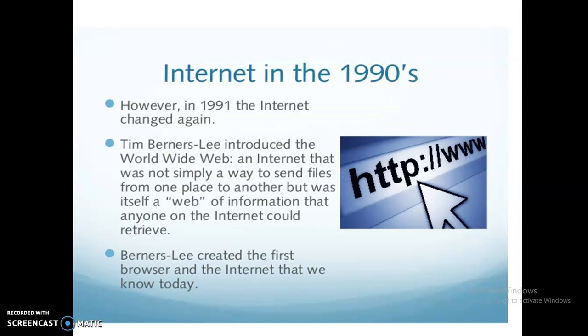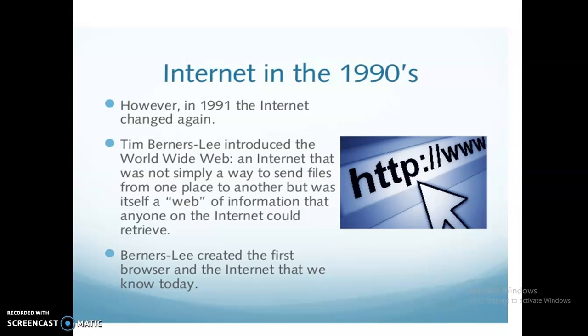Internet in the 1990s. In 1991, the internet changed again. Tim Berners-Lee introduced the World Wide Web, an internet that was not simply a way to send files from one place to another, but was itself a web of information that anyone on the internet could receive. So by the World Wide Web, we can get information from anywhere. You can search any information from the net.